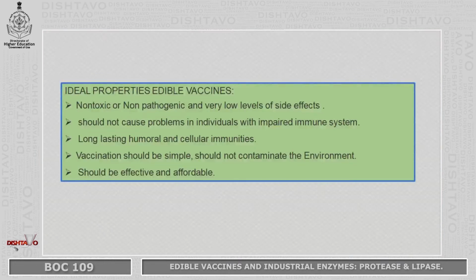What are the ideal properties of edible vaccines? They are non toxic, non pathogenic, and have very low levels of side effects. They should not cause problems in individuals with impaired immune systems. They have long lasting humoral and cellular immunities. Vaccination is simple and it does not contaminate the environment, and it should be effective and affordable. These are some properties we see in edible vaccines.